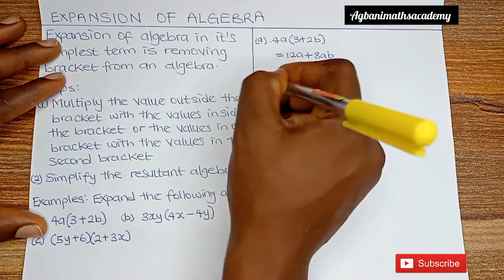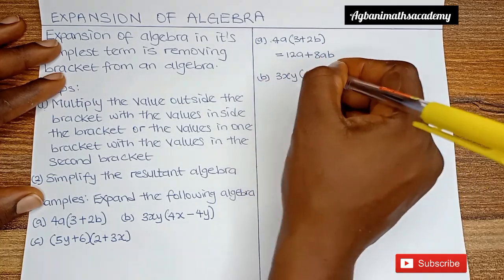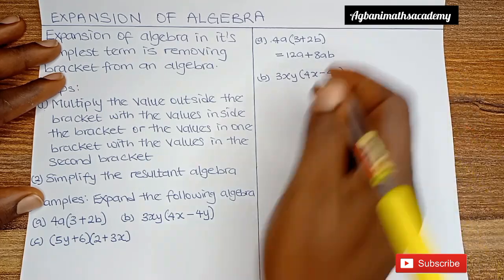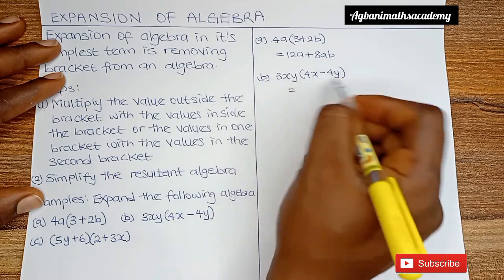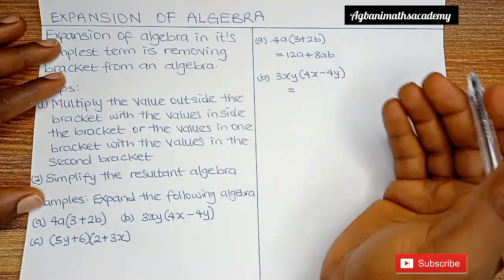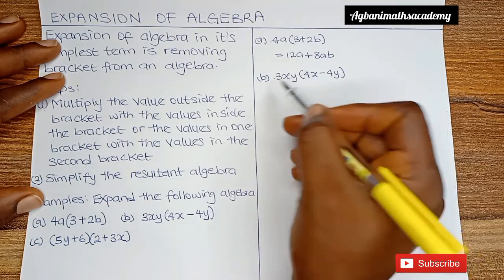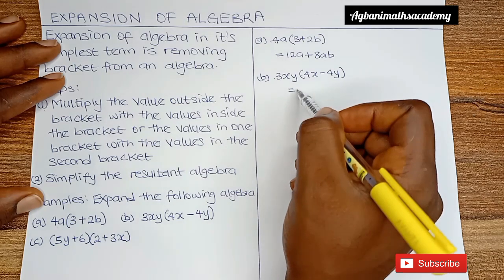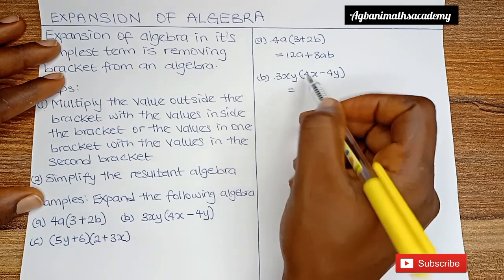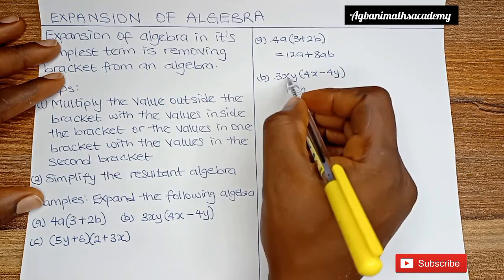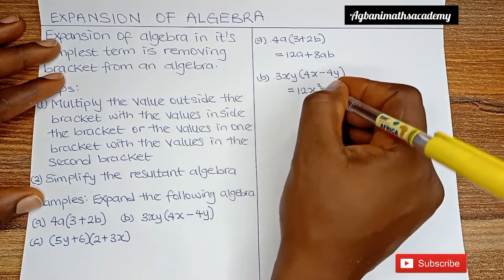Second example, we have 3xy into 4x minus 4y. This also involves multiplying the value outside the bracket by the values inside the bracket. So we first multiply the signs. There's an invisible plus sign here and an invisible plus sign here. So plus multiplied by plus will give you an invisible plus sign, since it is the first value we want to write here. 3 multiplied by 4 is going to give us 12. x multiplied by x is going to give us x squared. And then y we bring down.